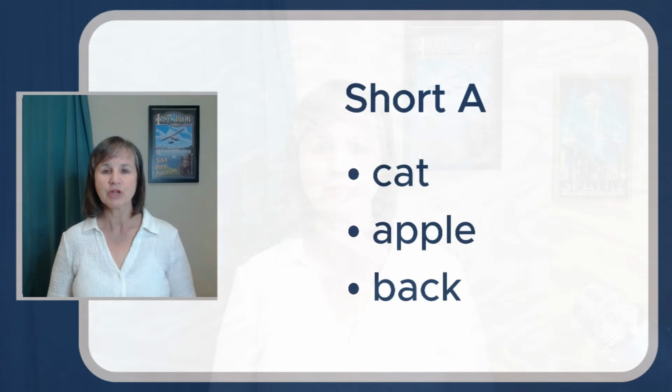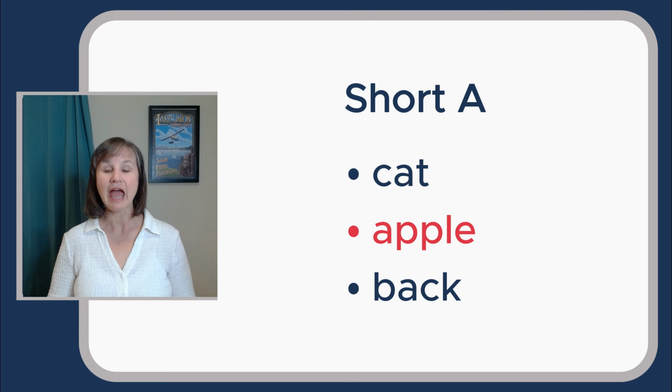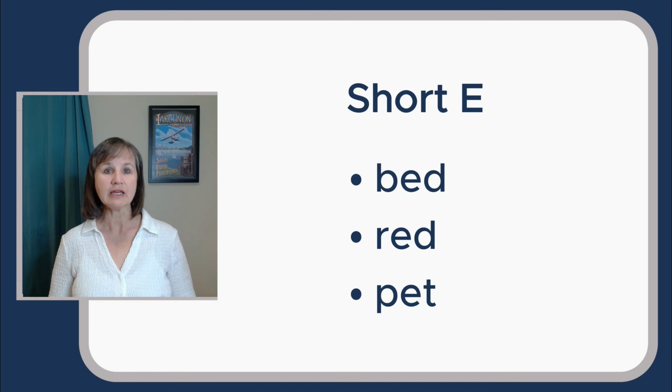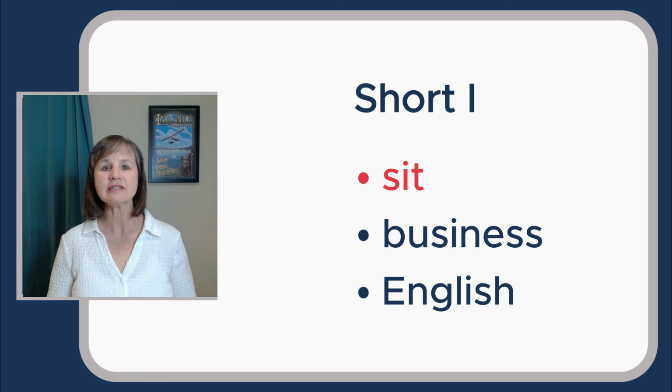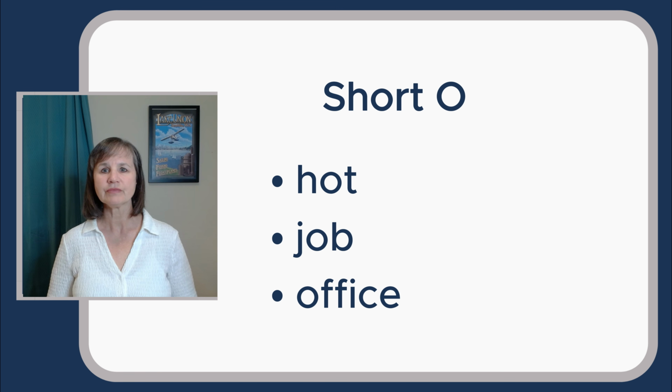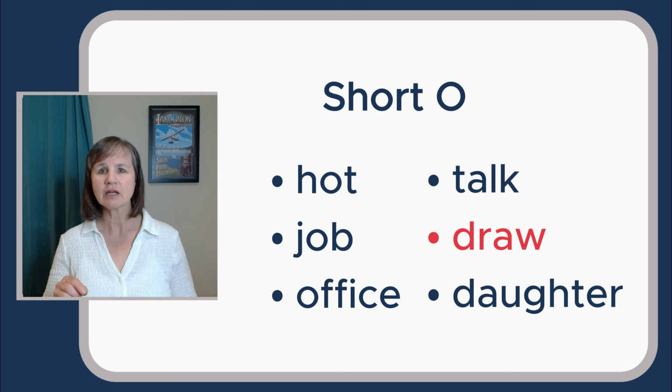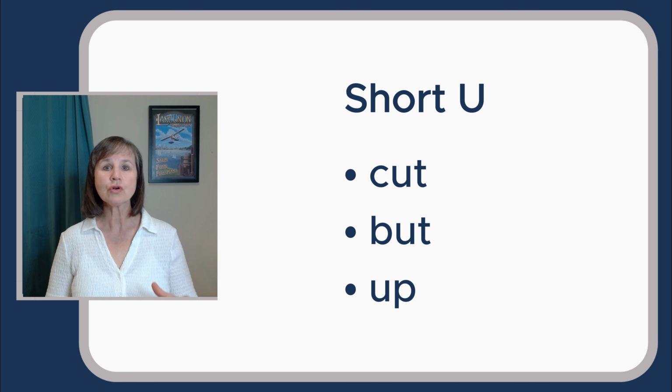Then we have the short vowel sounds, which are not actually short versions of what we term long vowels, but are completely distinct sounds. Short A is the A in cat, apple, and back. Short E is the E in bed, red, and pet. Short I is the I in sit, business, and English. Short O is the ah in hot, job, and office. And in most dialects, the vowel in talk, draw, and daughter. Short U is the uh in cut, bud, and up.